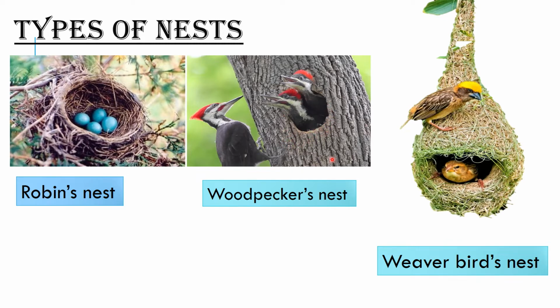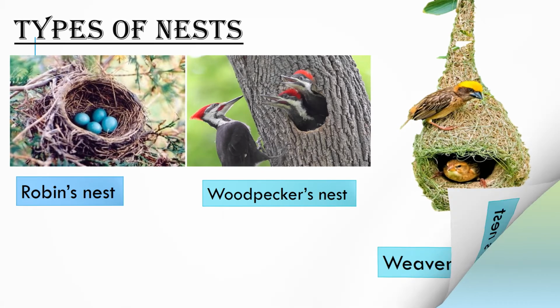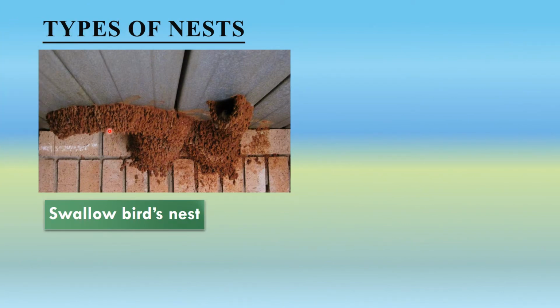Okay. Let's move to weaver bird's nest. Here you can see weaver bird's nest. It looks like a funnel or cylindrical in shape. Can you see? See this one. This is swallow bird's nest. It has a unique shape, isn't it? It looks like a tunnel. It is made by mud. Can you see a swallow bird inside?